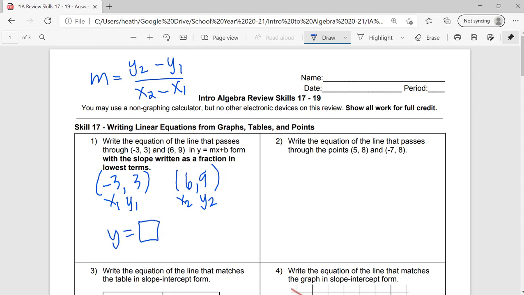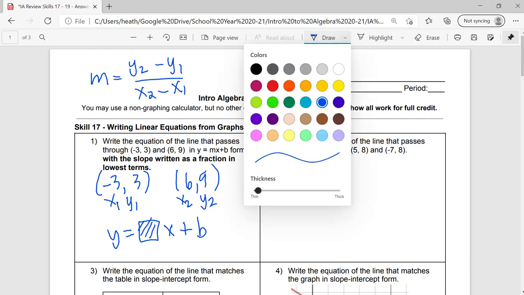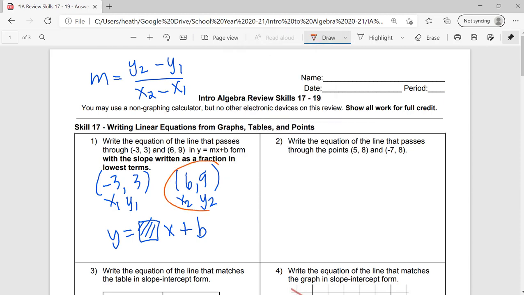You'll write your partial equation, and you'll have, of course, in this space, the slope that you just figured out. And then you're going to plug in one of these points. So maybe I'll choose this point to plug in, and I'll put 9 where the y is, and I'll put 6 where the x is, and I'll go ahead and solve to find the b. Okay, so there's your hint on that part.